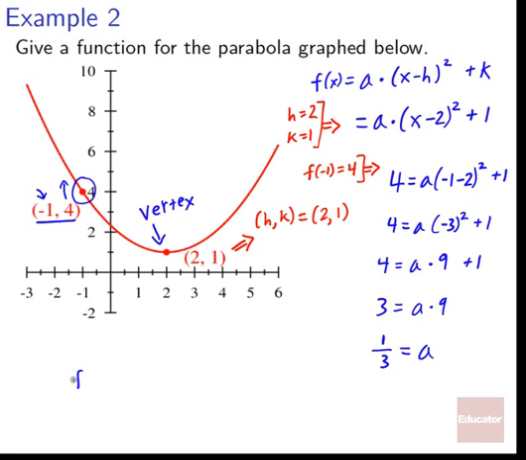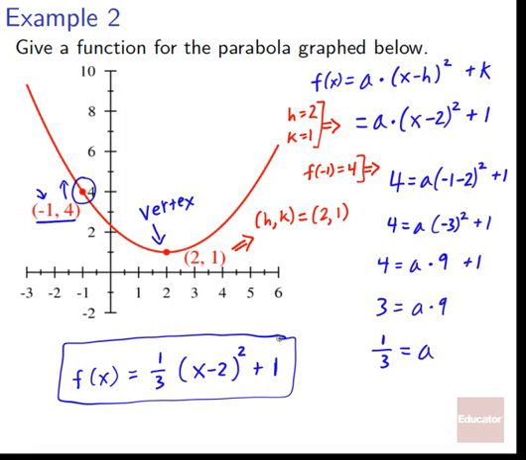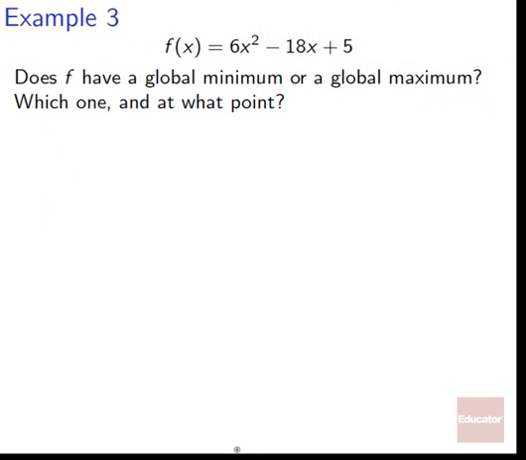So finally, our function is f of x equals 1 third times x minus 2 squared plus 1. Great. And if the problem had asked us to put it in that general form, ax squared plus bx plus c that we're used to, at this point you could also just expand 1 third times x minus 2 squared plus 1, and you'd be able to get into that form, ax squared plus bx plus c. Remember, you can just switch from one to the other. To switch from this new form into our old general form, you just expand. If you want to go from the old general form, you complete the square like we just did in the previous example.